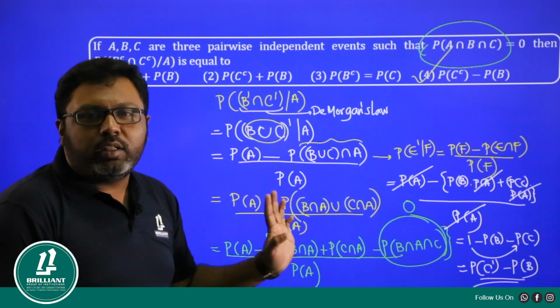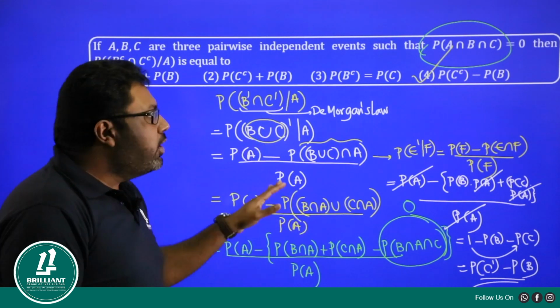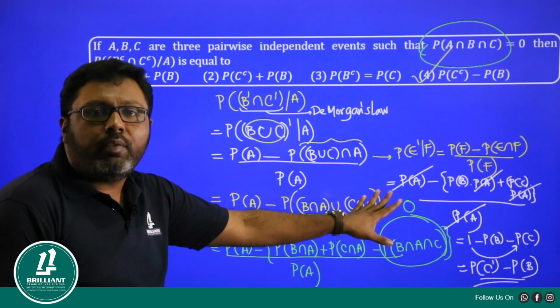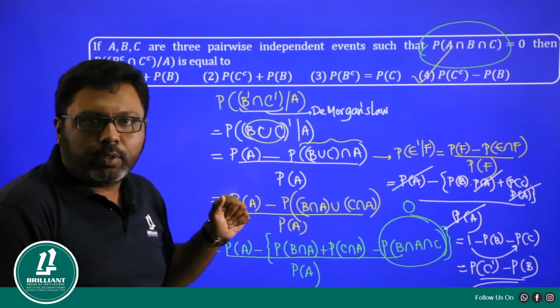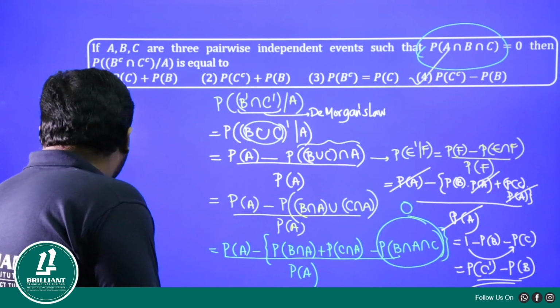A lot of properties of probability came here. So it was an intentional question which covered all the properties, most probably all the formulas and properties of the probability chapter. Is it clear, all of you? Now let's go to the next question.